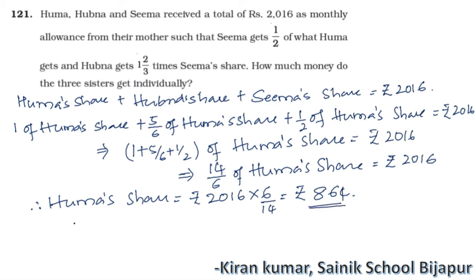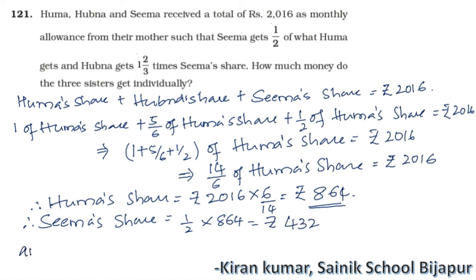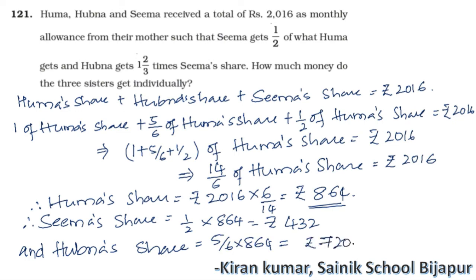Once we get Huma's share, we can find out Seema's share and Hubna's share. Therefore, Seema's share will be half of rupees 864. We get rupees 432, and Hubna's share is 5 by 6 times rupees 864. On simplification, we get 720 rupees. Therefore, Huma, Seema and Hubna get rupees 864, 432 and rupees 720 respectively.